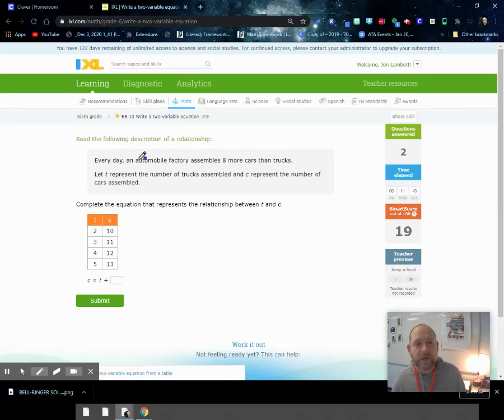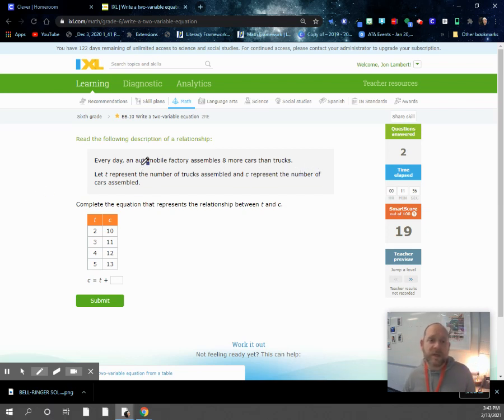All right, guys, so hopefully you tried this one out. Let's see how we did. So this one says, every day an automobile factory assembles 8 more cars than trucks. Let T represent the number of trucks assembled and C represent the number of cars assembled. Complete the equation that represents the relationship between T and C.